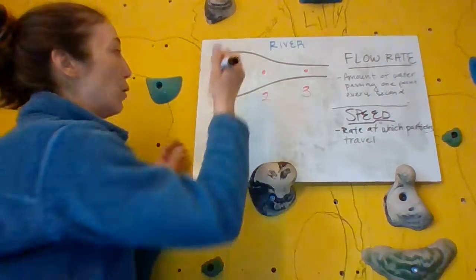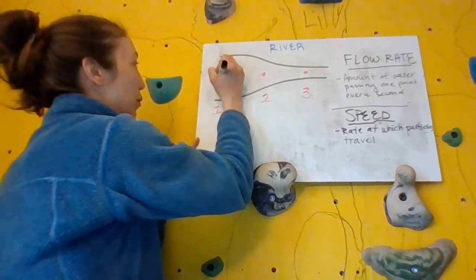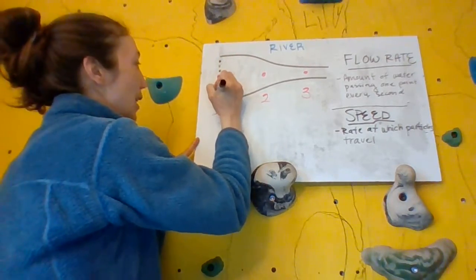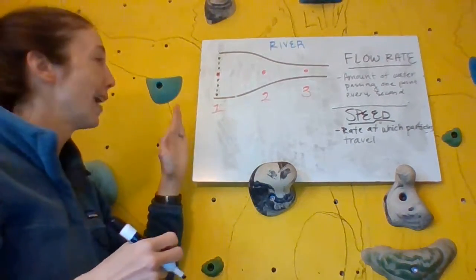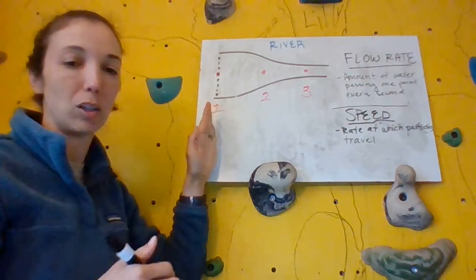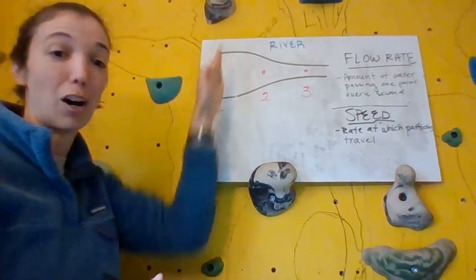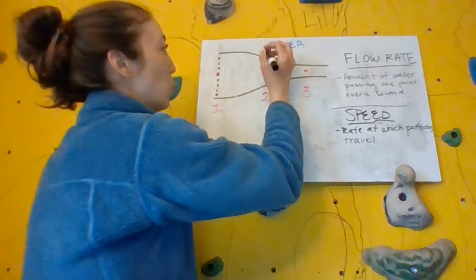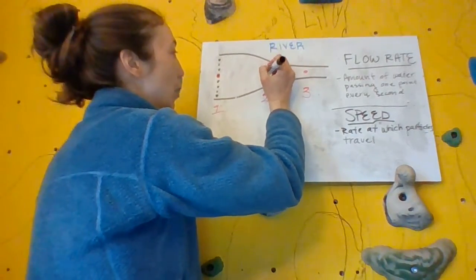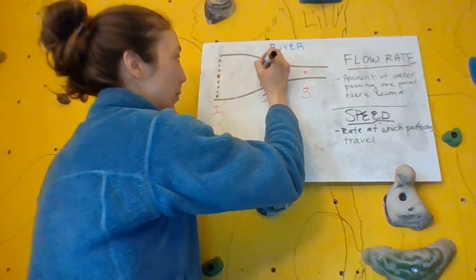So let's think about 8 water particles. 1, 2, 3, 4, 5, 6, 7, 8. So I have my 8 water particles at position 1. They all have to get past position 1 in, let's say, 1 second. They don't have to move very fast because they can all be next to each other. But then at position 2, it's not as wide. So now we have to have the particles like this, behind each other.